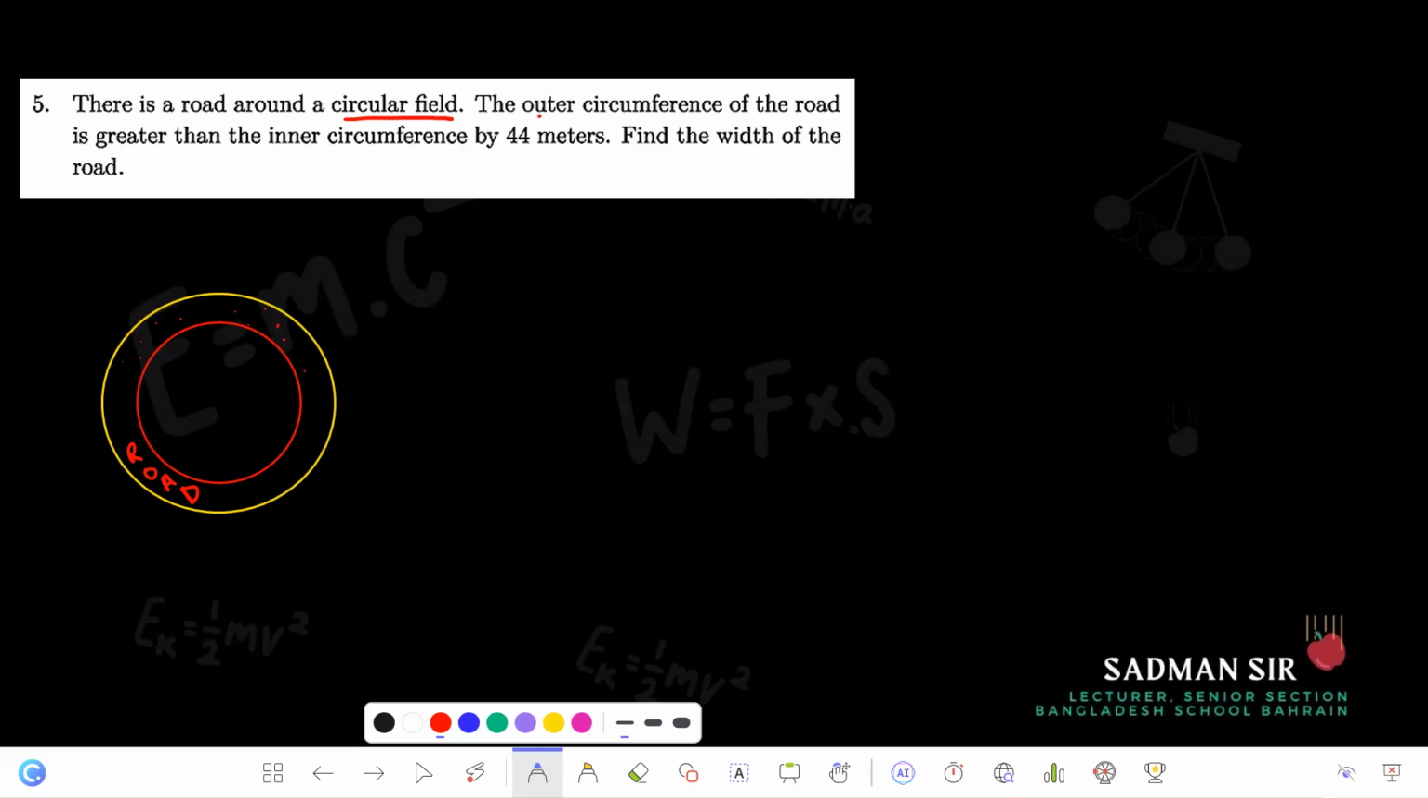Okay. So they said the outer circumference of the road is greater than the inner circumference by 44 meters. We know that the inner circumference is smaller and the outer circumference is definitely bigger. So find the width of the road. They are asking you to find how wide the road is. So let us assume the width of the road is x. We also have to assume some other things. For example, from the center, let the radius of the inner circle be R1, and the outer radius be R2.